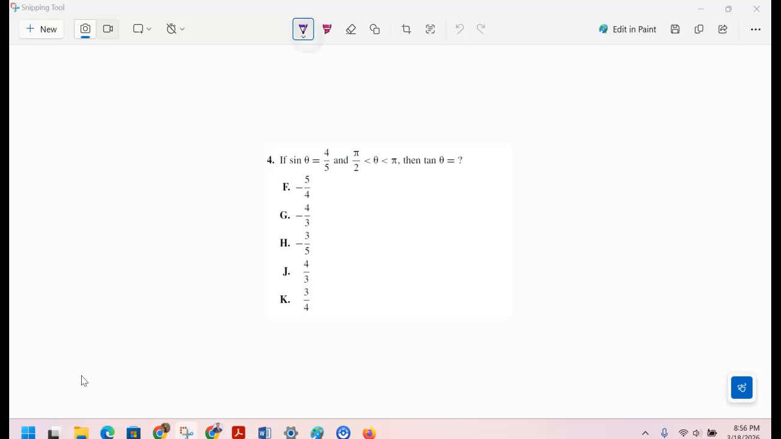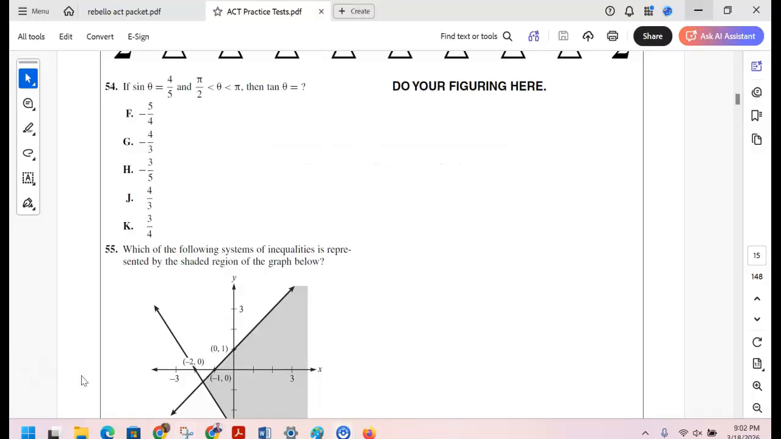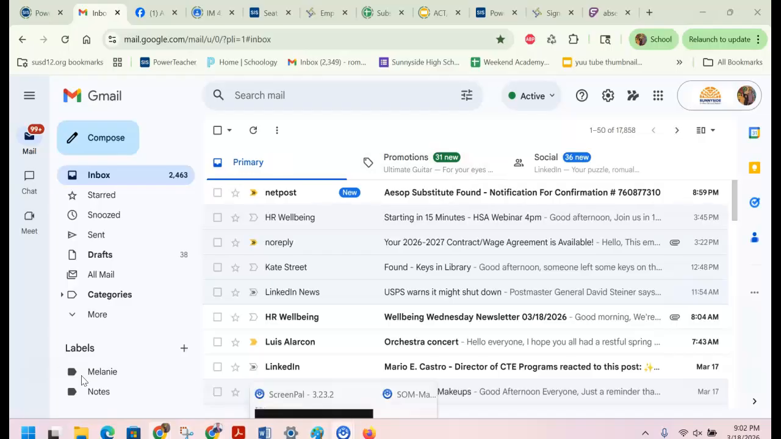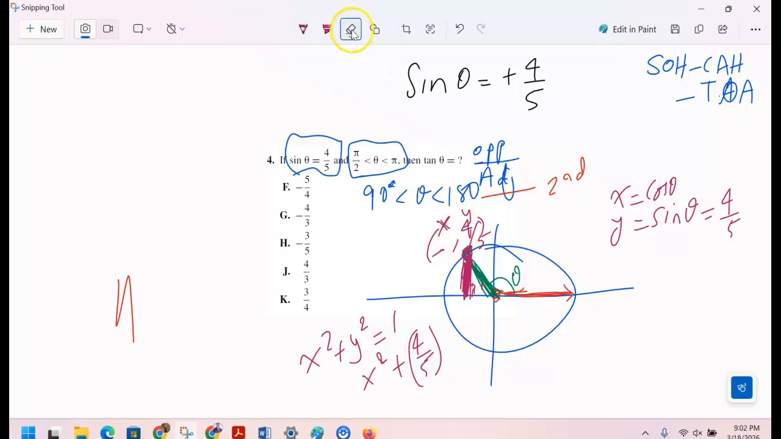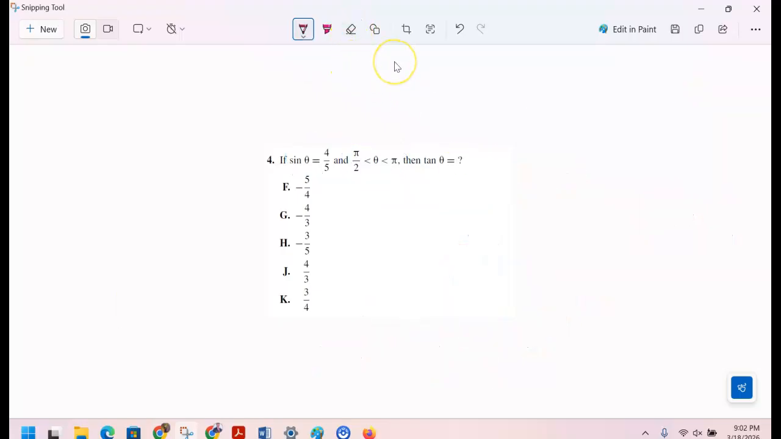Now this question is about sine. Okay, so let's see this question. Let me take a new one. Okay, so this question is about sine theta. This is the trigonometry part. So let's check. Sine theta is given to you. Now what does sine theta basically mean?